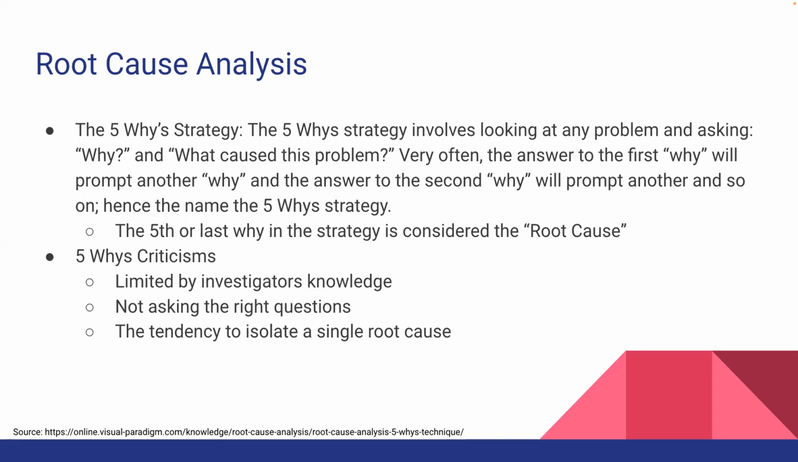There are some criticisms here. One of them is limited by investigators' knowledge. Another one is not asking the right questions. And the last is the tendency to isolate a single root cause.